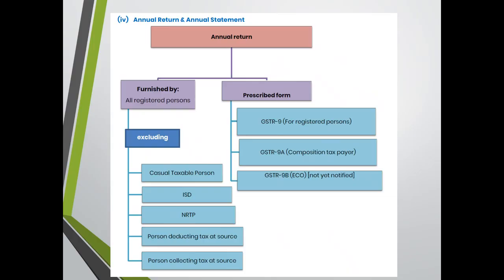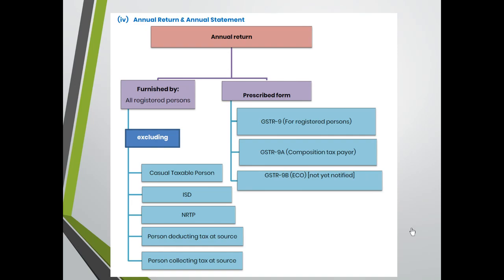Apart from this, many persons need not submit annual returns: casual taxable person, input service distributor, non-resident taxable person, TDS and TCS deductors and collectors. So this is about the annual return. You have to distinguish the final return from the annual return. Final return is after cancellation. Annual return is on an annual basis, on or before 31st of December.